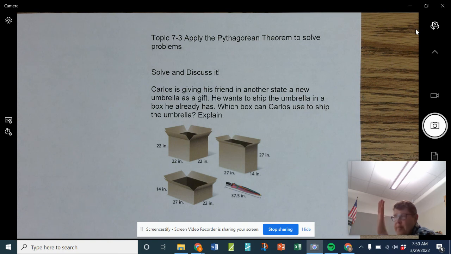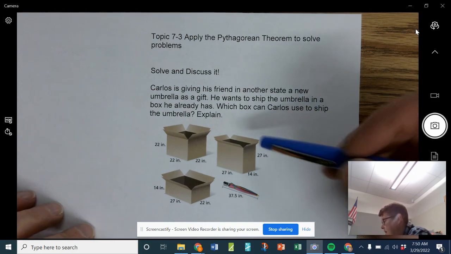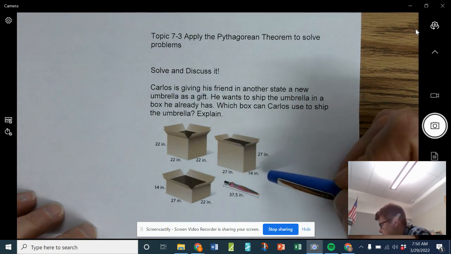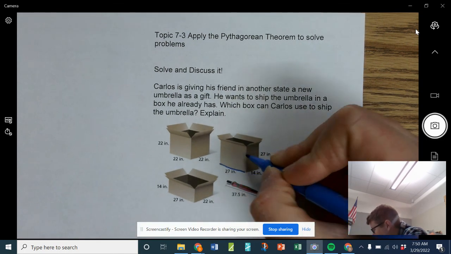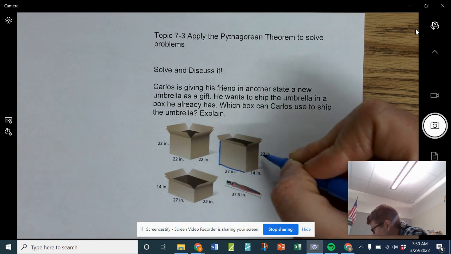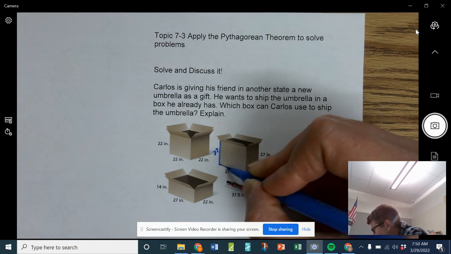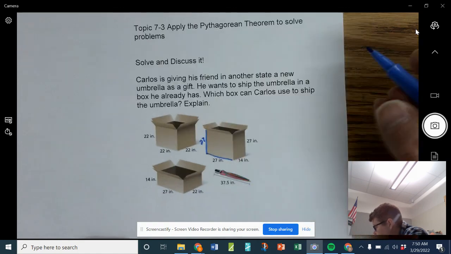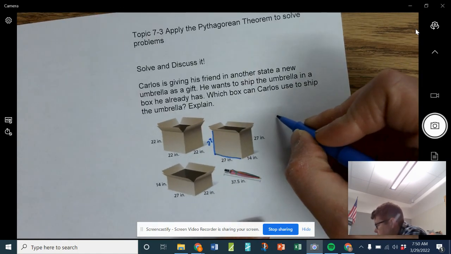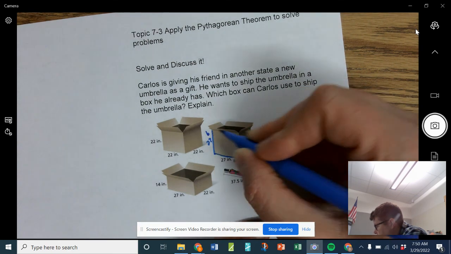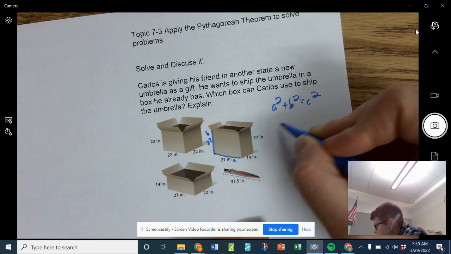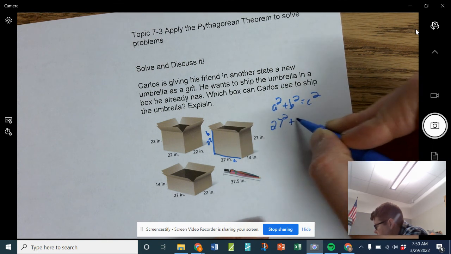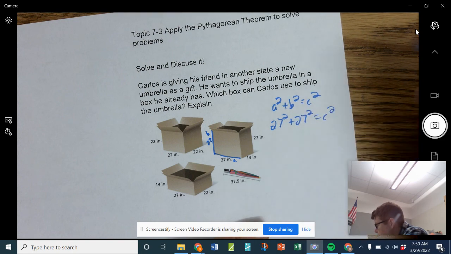There's a couple ways to think about this. I'm just going to test the biggest one right here to see if it'll fit. We have 27 on the bottom, and we have 27 right here because it matches that 27. So we can see if it'll go like that. We'll say A and B, and we'll figure out our C. A squared plus B squared equals C squared is going to be 27 squared plus 27 squared equals C squared.